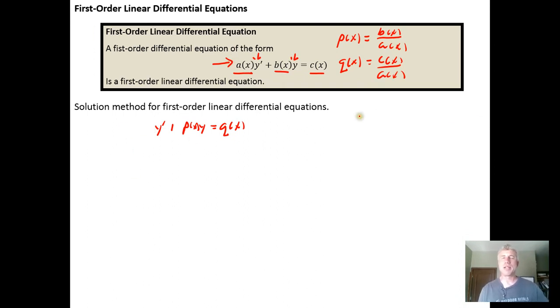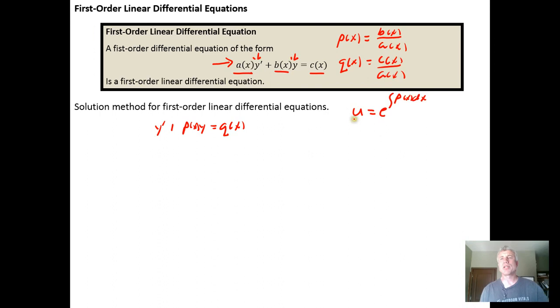And then the idea is we're going to make a substitution. We're going to let u equal e to the antiderivative of p of x with respect to x. So e to the antiderivative of p of x dx. And we'll see why this is going to be useful in a minute.